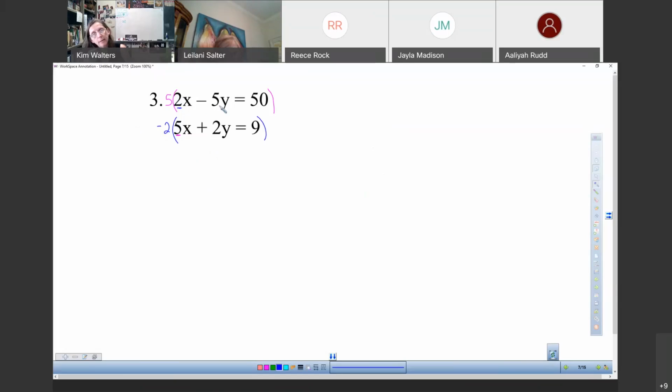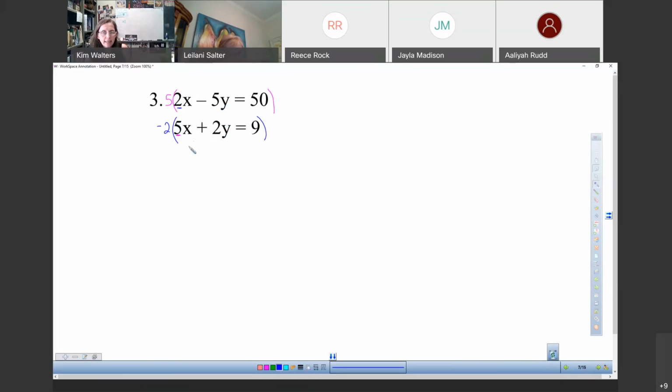I'm going to run the risk of making this confusing. So if you got this, just tune me out for 30 seconds. If you wanted to eliminate the y's, you could do that. You multiply the second equation by 5 and the first equation by positive 2. So you could do the same thing with the y's, and one of those is positive and one is negative. So they already have the same signs. Okay, but we're going to pretend I didn't say that.